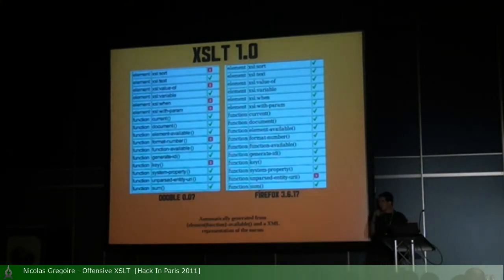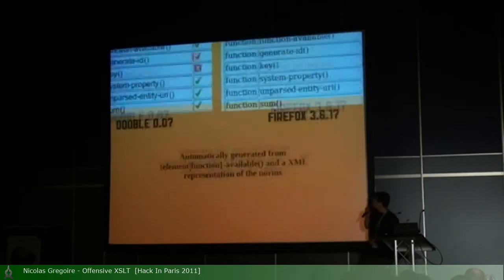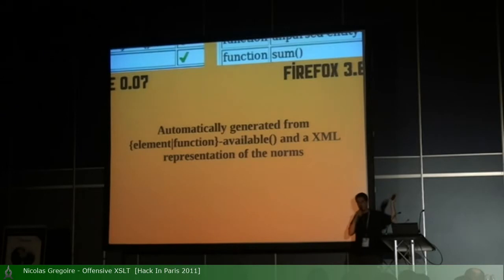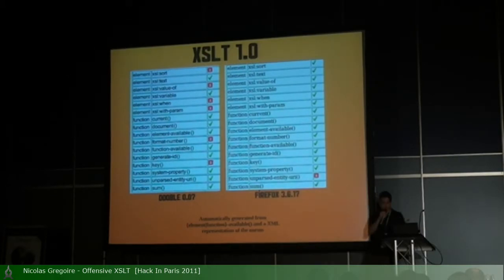I have some tool which will generate this kind of output, which is the supported functionality of every engine. So that's Transformiix, the XSLT engine from Qt and Firefox. The interesting part is that the specification defines 2 functions which are element-available and function-available. So I just define the norm in an XML format, and I process it with XSLT, and I will automatically get this kind of output for any engine. So it's really easy.